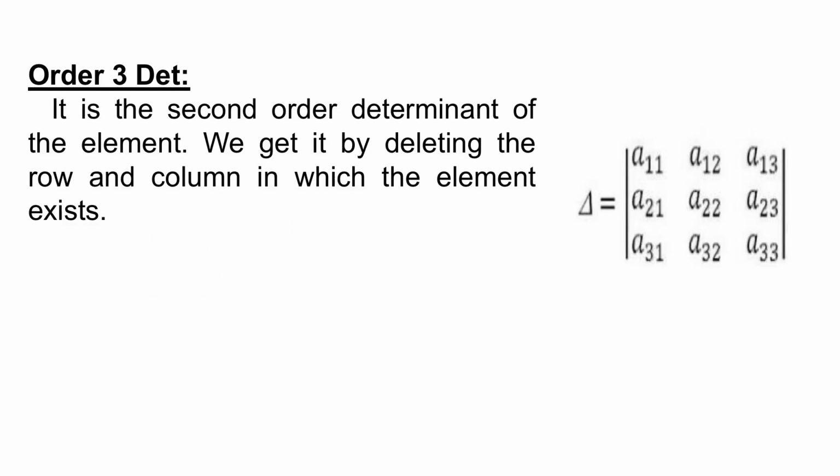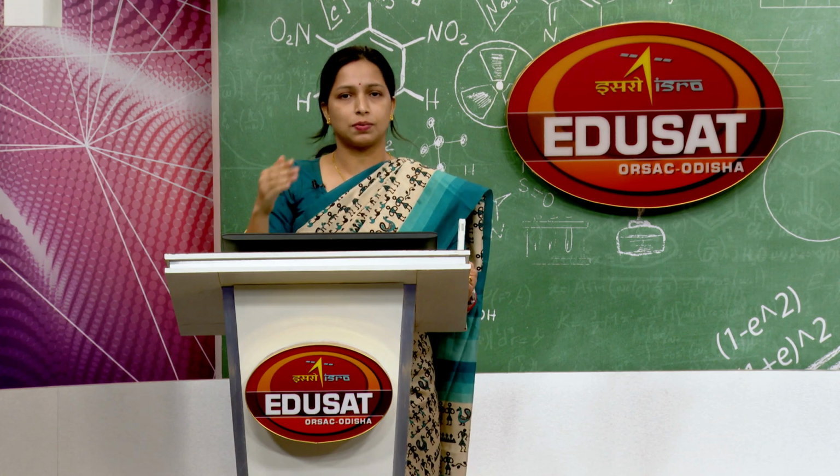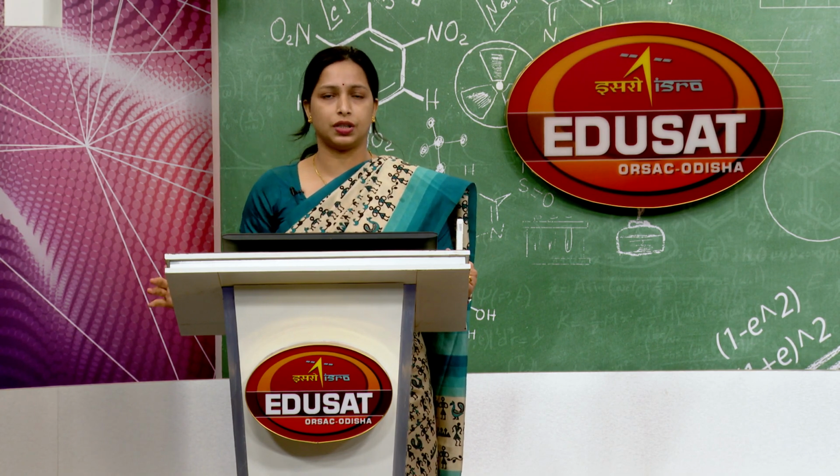Let us say the minor of A12. A12 lies in the first row, second column. So, we delete the first row and second column, and the remaining elements form the minor. The minor of A12 will be A21, A23, A31 and A33. Like this we have to delete the row and the column in which the element exists, and the resultant will be the second order determinant of that element. After that, we know how to cross multiply the diagonal elements, and then the result will be the minor of the order 3 determinant element.